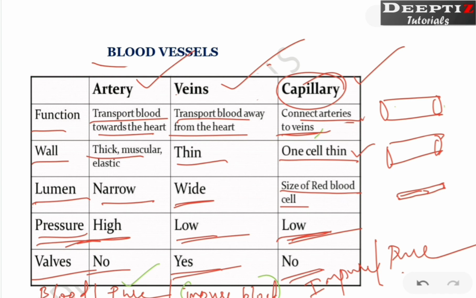Hope you have understood this lesson. We have completed the first two major parts of this transportation, that is blood and blood vessels. In the next lesson we will start with the structure of the human heart.